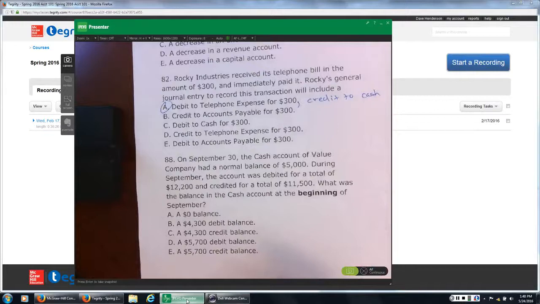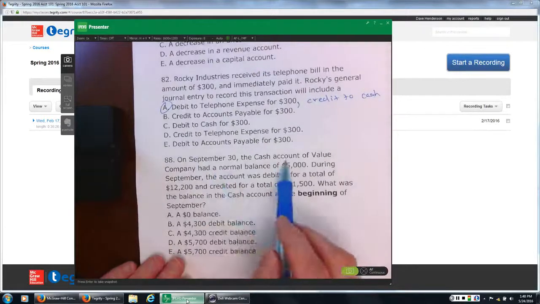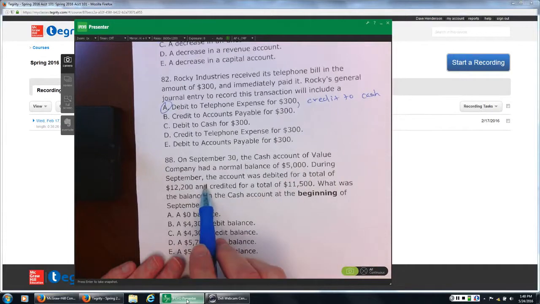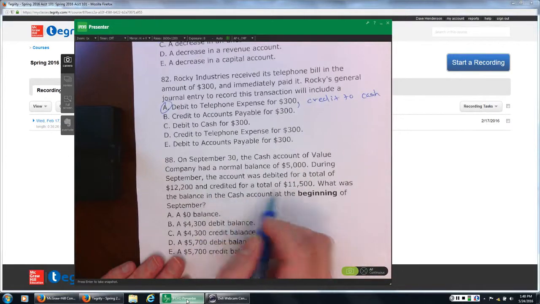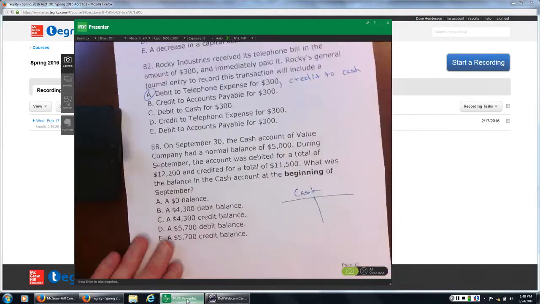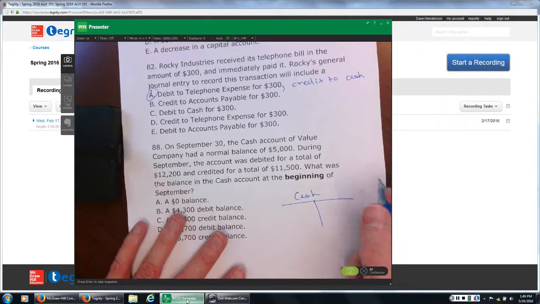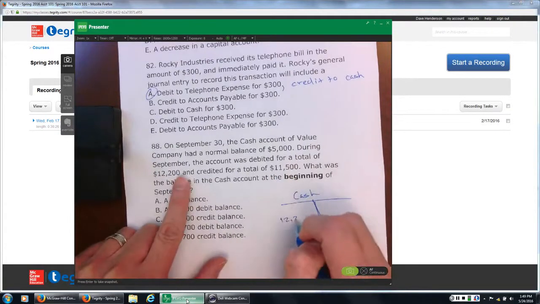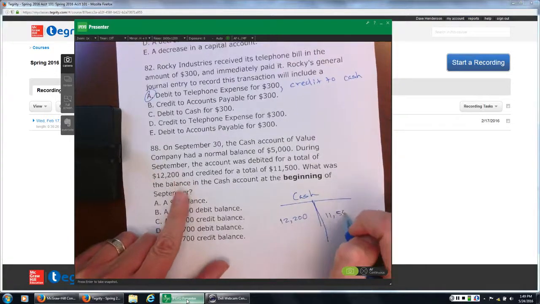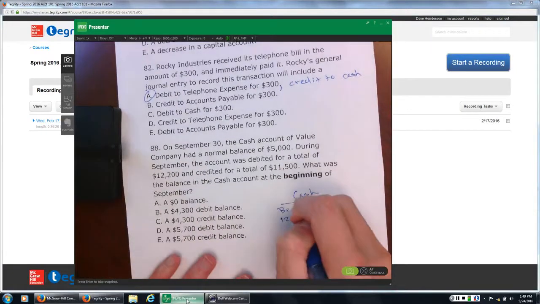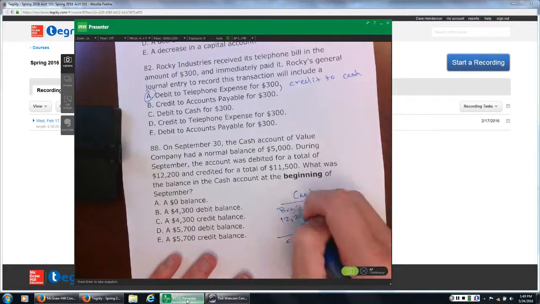Okay? Look at number 88 right here. It says on September 30th, the cash account of Value Company had a normal balance of $5,000. During September, the account was debited for a total of $12,200 and credited for a total of $11,500. What was the beginning balance in cash? So we have cash right here, debited for $12,200, credited for $11,500, and then at the end of the month we have $5,000. So what we're looking for is the beginning, which is our unknown.